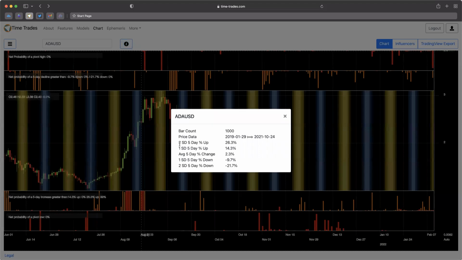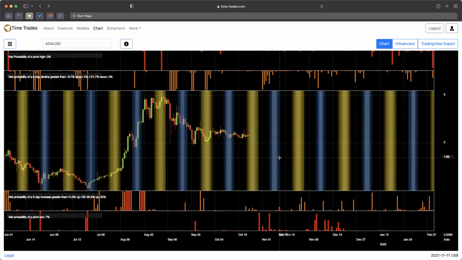2 SD, or standard deviation, 5-day percent change up is 26%. Okay. So this is measured close to close over the last 5 trading days. So that's November 11th. So that would be 5 trading days after this pivot low on November 5th.